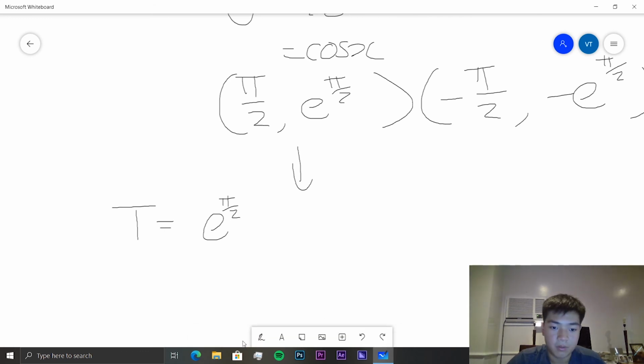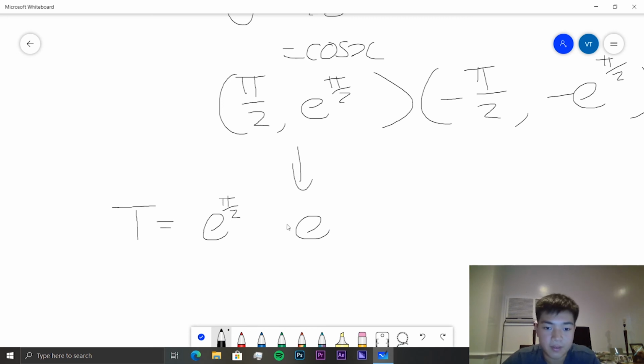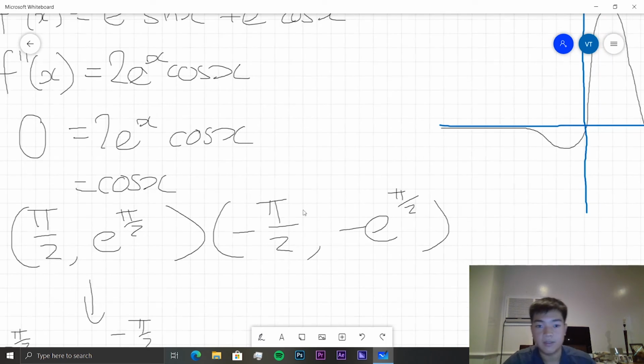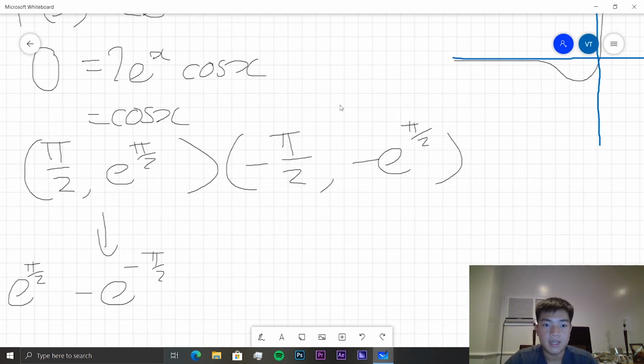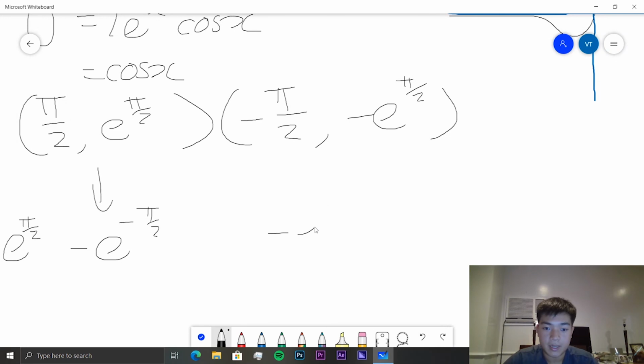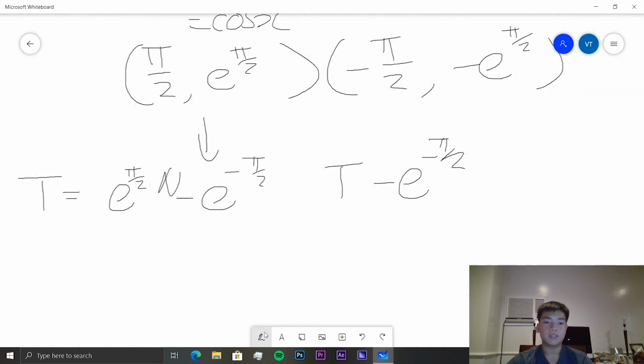So normal would be at this point equal to e to the negative pi over 2. And then for this line over here, we have negative pi over 2. So e to the x sine x would be equal to negative e to the negative pi over 2. So this is the tangent and this is the normal. So you can see that the normal is equal to the tangent. So they would be parallel because the gradients are equal.